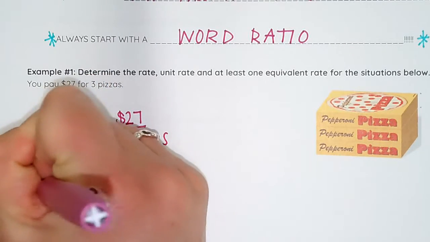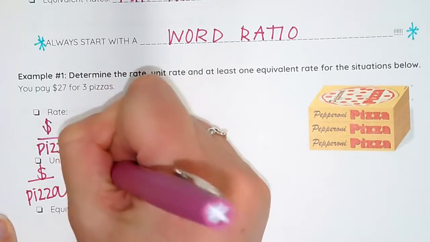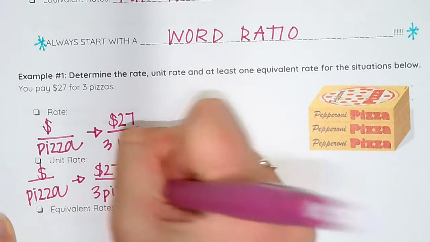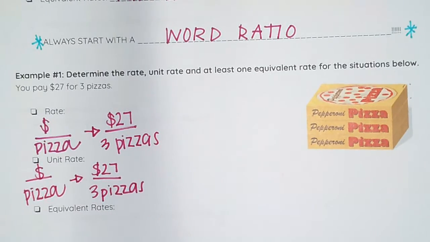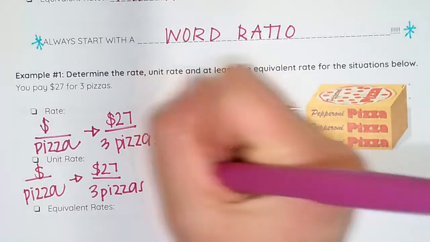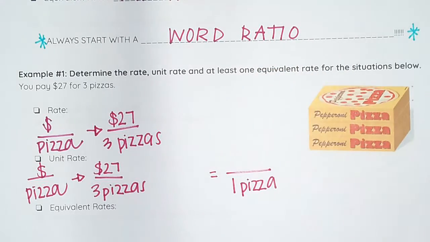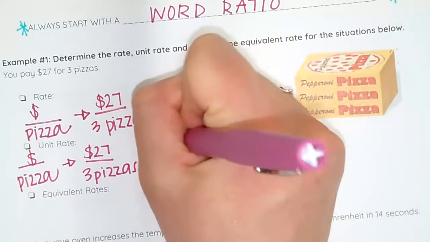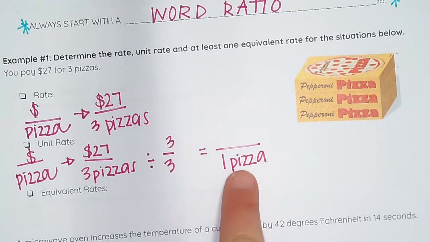We're going to rewrite the word ratio. We start with the rate. Okay, so I'm going to rewrite my rate, which is $27 for 3 pizzas. Okay, and now I say, okay, $27 for 3 pizzas. How do I get 1 pizza? I want a 1 on the bottom. I want to know the price of 1 pizza. So from here, I say, okay, how do I get from 3 to 1? Well, I divide both my numerator and my denominator by 3. 3 divided by 3 gets me 1.